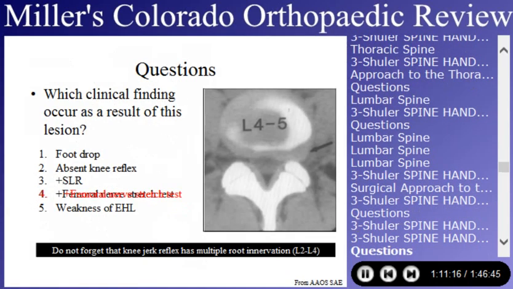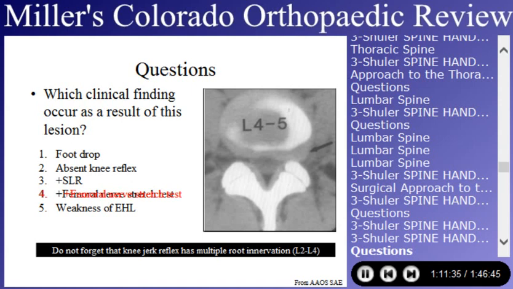Clinical findings occur as a result of this lesion. Well, what do they have? You see a disc herniation, L4, L5, that is not central, that's far lateral. Which nerve root are you going to get? L4, right? So you would think then you'd have an absent knee jerk reflex. The answer is no. Your knee jerk is contribution from L2 to L4.